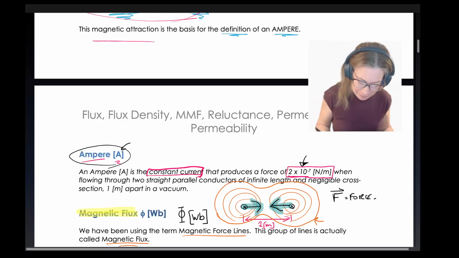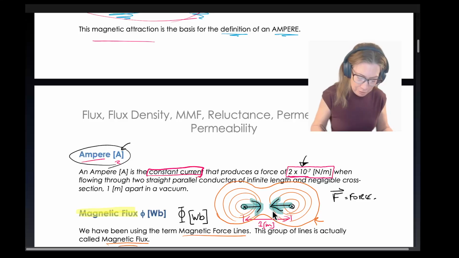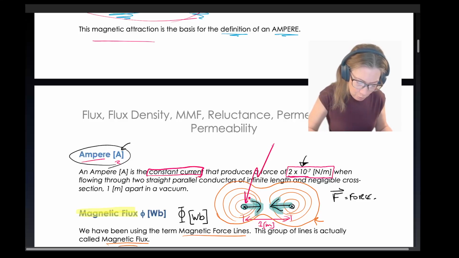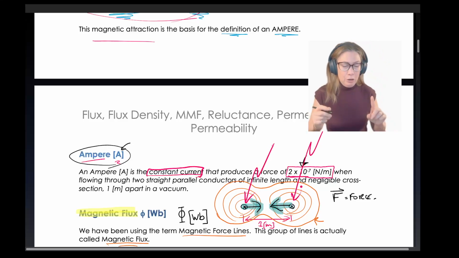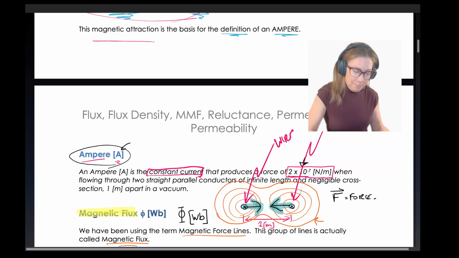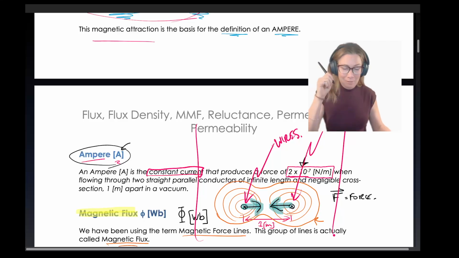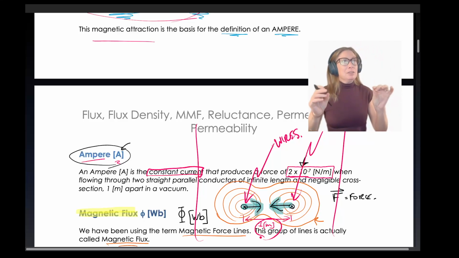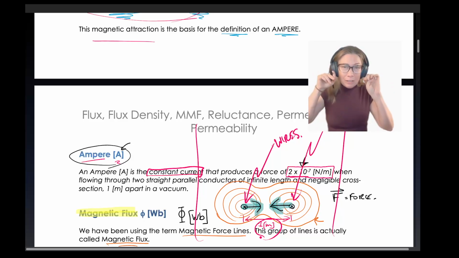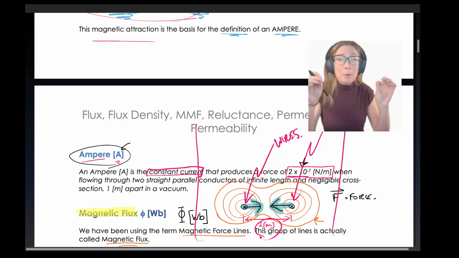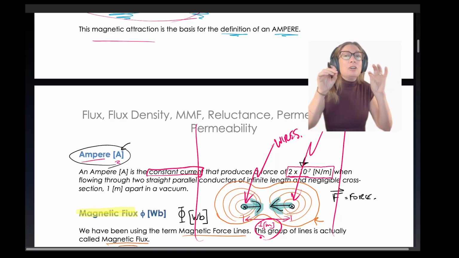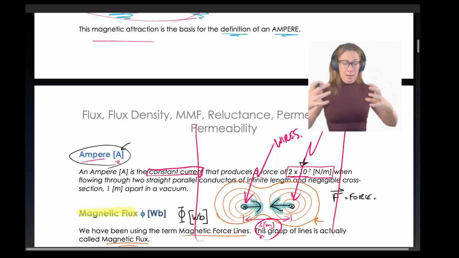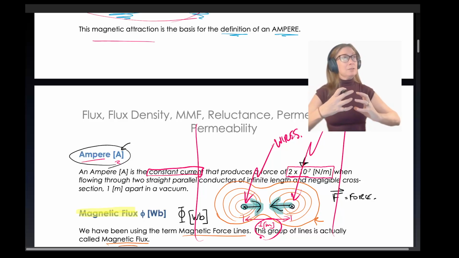So here's what it is. I have two current carrying conductors. They're just wires. I stick these wires in a vacuum, 1 meter apart. They are spaced 1 meter apart. If these two wires have current flowing in the same direction, spaced 1 meter apart in a vacuum, I stick current in them until the magnetic lines of flux pull themselves together.